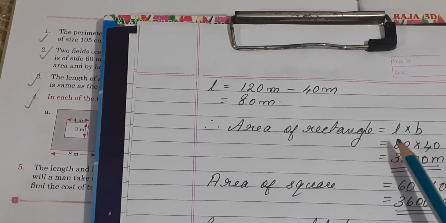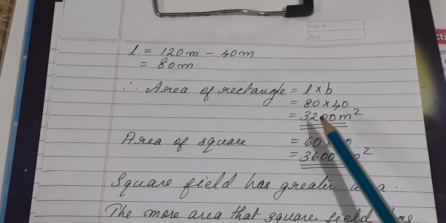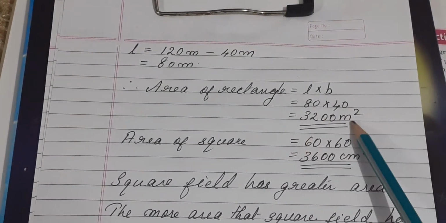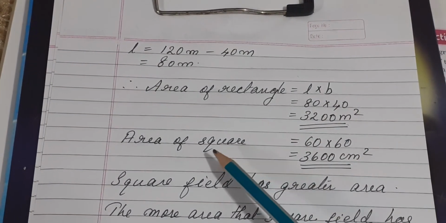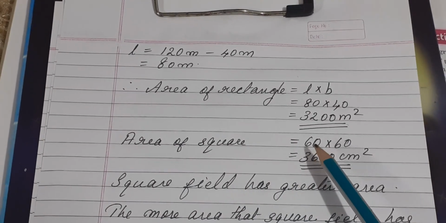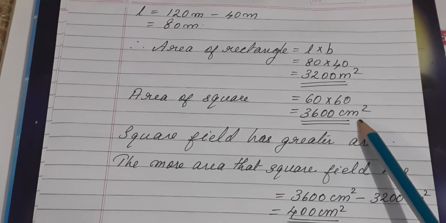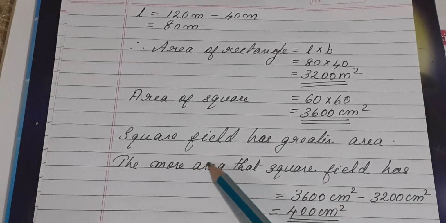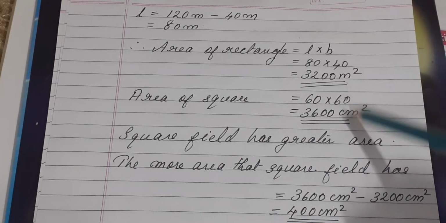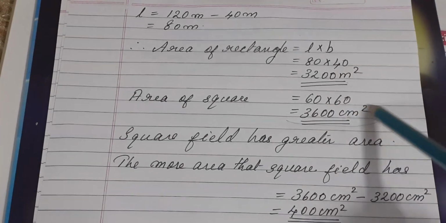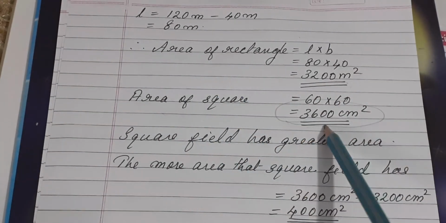Therefore, area of the rectangle is equal to L into B. Length and breadth we got, substitute, you will get 3200 meter square. Area of the square you can calculate using side into side. So 60 into 60 you will get that as 3600 meter square. Now from these two you just compare which one is big. This one is a bigger one. That means area of the square is a bigger one.